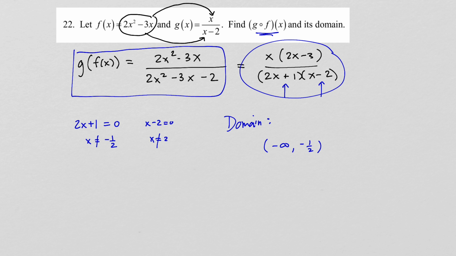So that's going to be negative infinity to negative 1/2, union negative 1/2 to 2, union 2 to infinity. Okay, and that's how we write our domain in interval notation. The other really easy way to write our domain is you could just say all x except x cannot be negative 1/2 or 2.